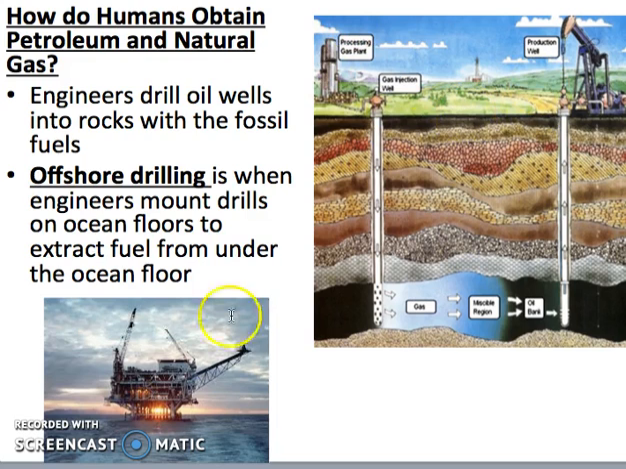This is a picture of offshore drilling. Offshore drilling is when engineers mount drills onto ocean floors and we extract the fuel from under the ocean floor, because sometimes we find fossil fuels in the middle of the ocean.